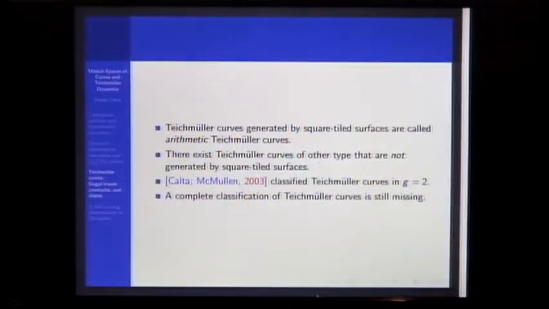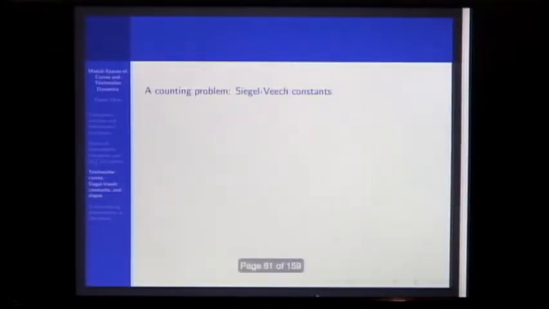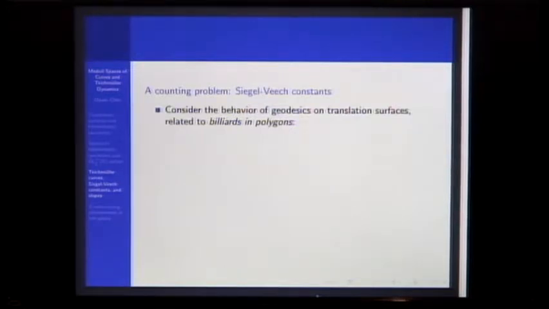Okay, so it's something about inner geometry. Let's get into that as well. I want to mention one counting problem called Siegel-Veech constants. It's related to the behavior of geodesics, just real lines, with respect to the flat metric induced by the one-form. In particular, they are related to the so-called billiards in polygons.